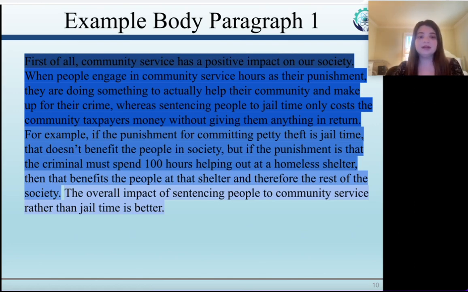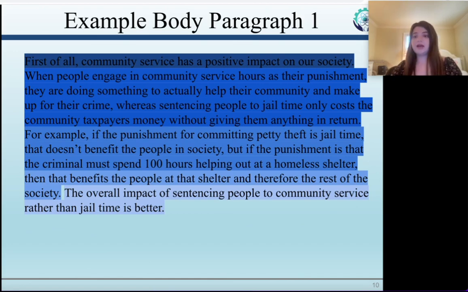It says, when people engage in community service hours as their punishment, they are doing something to actually help the community and make up for their crime. Whereas sentencing people to jail only costs the community taxpayers money without giving them anything in return. Right? So here we're explaining that if people go do community service, that's actually working hours that they're putting back into the community that they committed a crime in.